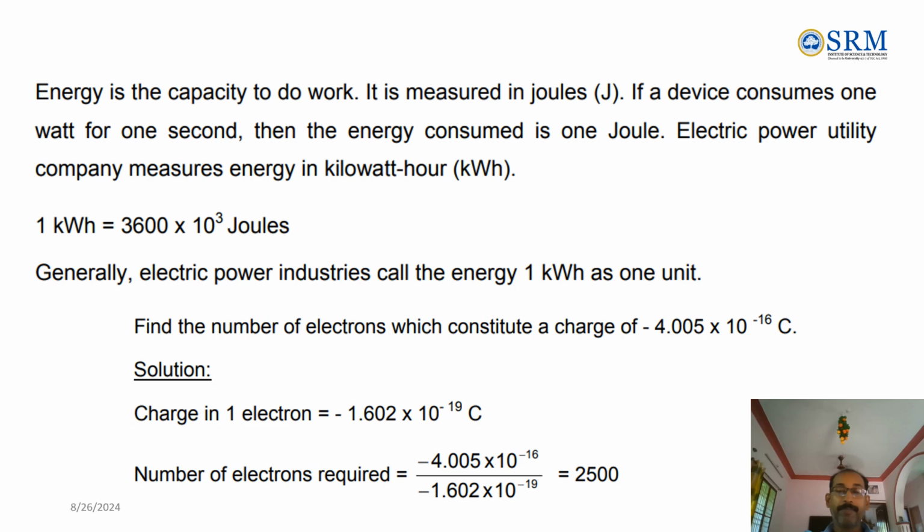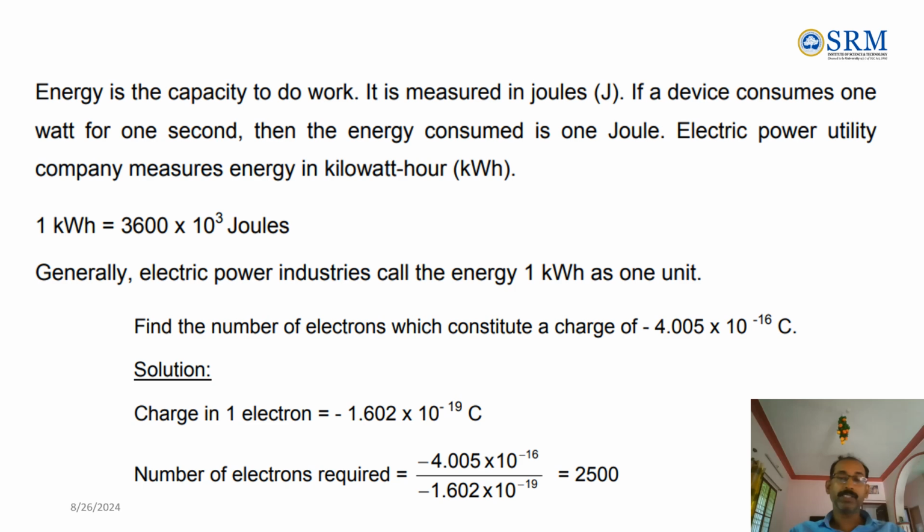Forget about the K. WH, what is the unit for W? Power unit is W. Hour is time. So power into time is called energy, and that energy is represented in kilowatt hour. 1 kilowatt hour is 3.6 × 10 to the power of 6 joules. Right? 1 kilowatt hour, in electrical terminology, is called 1 unit.